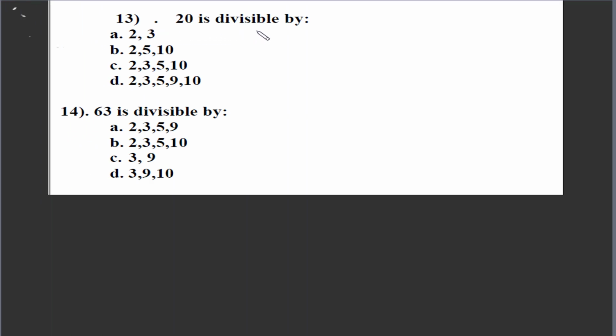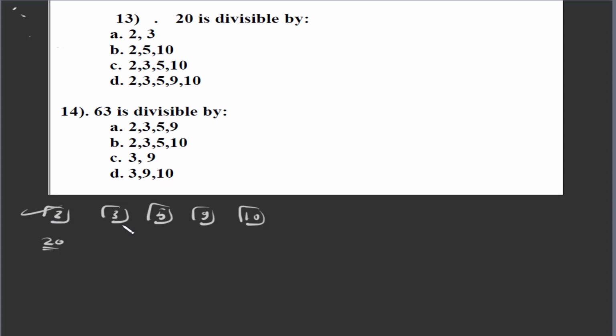Question number 13. 20 is divisible by what? He is asking here. We studied before divisibility by 2, divisibility by 3, divisibility by 5, divisibility by 9, and divisibility by 10. The number is divisible by 2 if it is an even number. So ask yourself, is 20 an even number? 20 is an even number, because the last digit is 0. So 20 is divisible by 2.